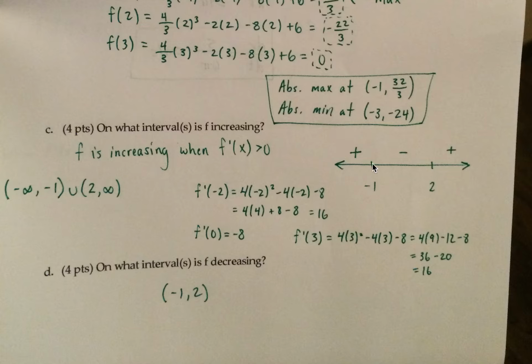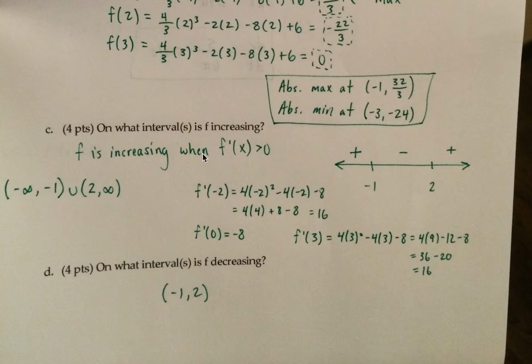Like over on this interval, left of -1, I got to try a point. I just chose -2. You could choose -1 billion if you wanted, or -7.4, or -pi. Okay? So f of -2, I just chose -2 because it's right there, and it's relatively easy. Be very careful. F is increasing when f prime of x is greater than 0.